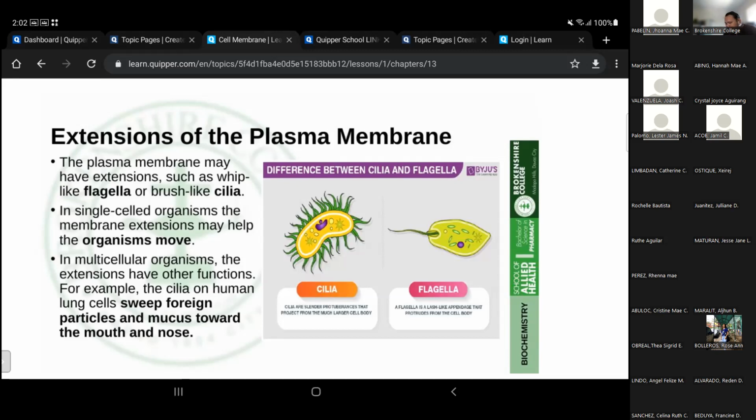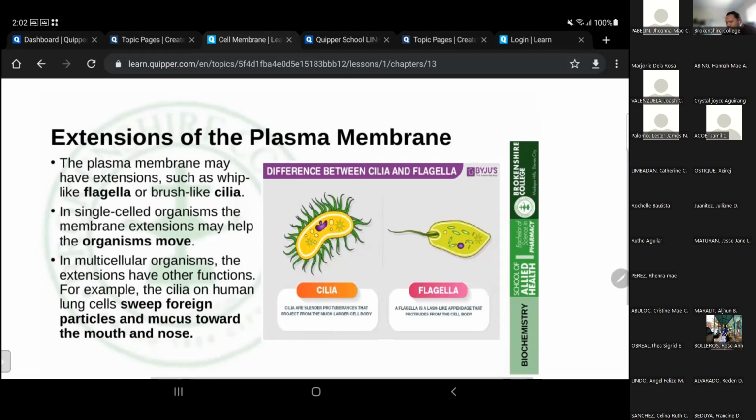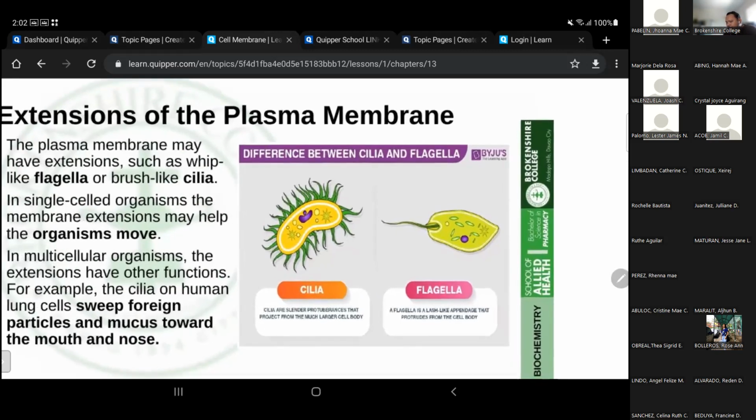So cilia are slender protuberances that project from the much longer cell body. So in terms of cilia, marami yan sila, no, nakapalibot sa isang cell. While on the other hand, a flagellum is a lash-like appendage that protrudes from the cell body, okay? There are many kinds of flagellated organisms. Di ba you have that in your microbio, no? In terms of flagella, the Atrichous, Lophotrichous, Amphitrichous.